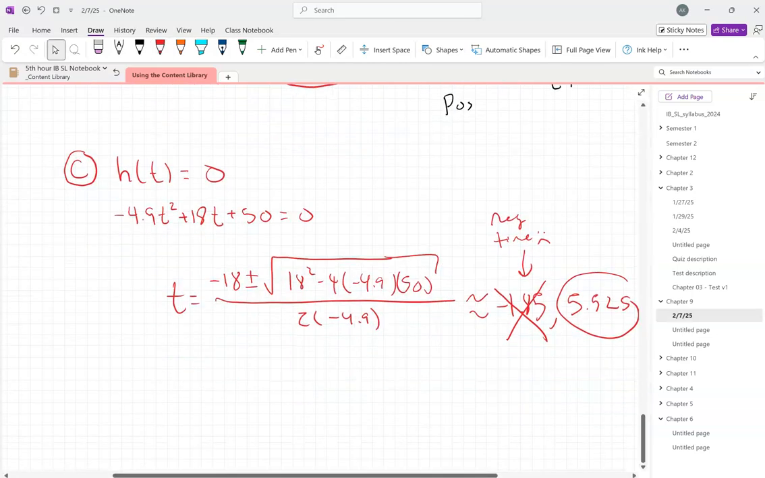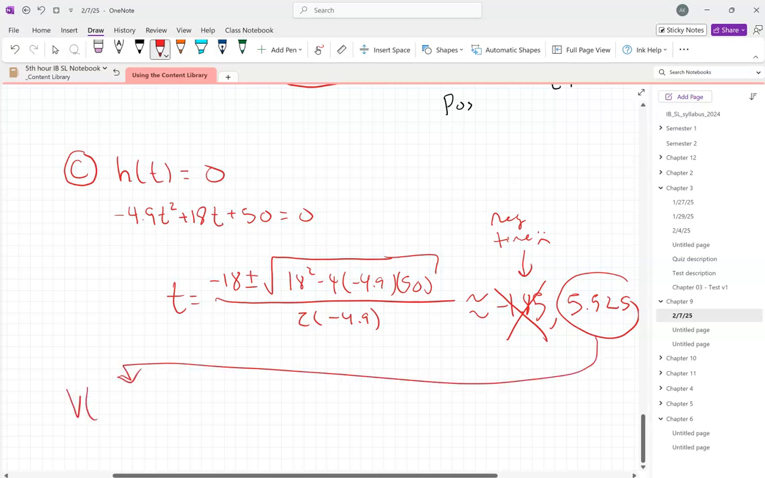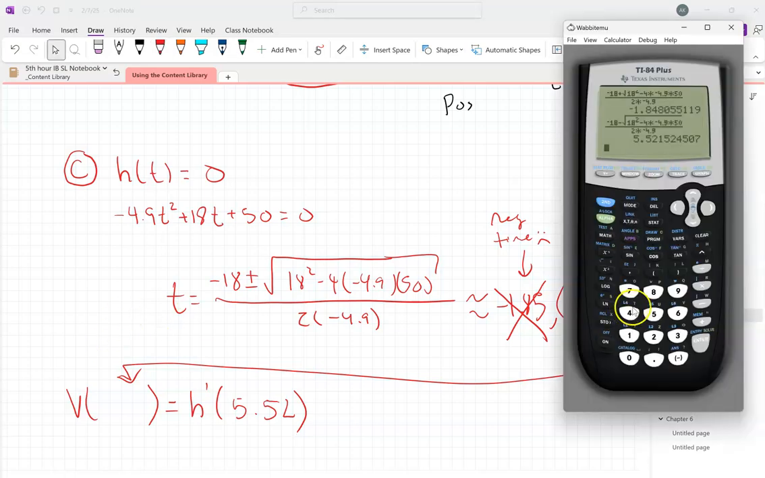So now what I'm going to do, I'm going to do v of that number, or really h prime, because we know that those are the same thing in this problem, of that. So I have negative 9.8 times my answer plus 18. So I get negative 36.11.